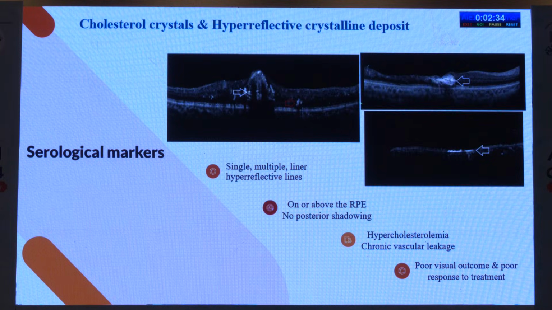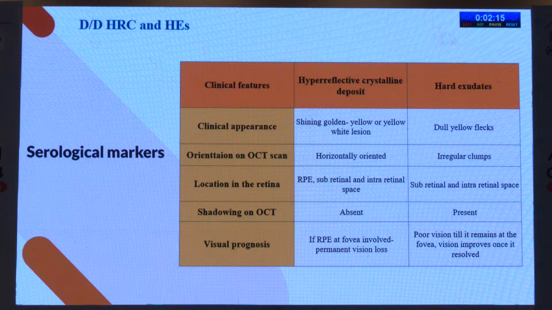Serological markers: they are the cholesterol crystals and the hyperreflective crystalline deposits. They are single, multiple or linear hyperreflective lines, but with no back shadowing, that could be found on the RPE or inside the retina, and are due to hypercholesterolemia and chronic vascular leakage. Again, their presence leads to a poor visual outcome and poor response to treatment.